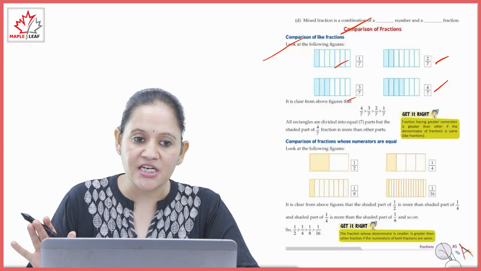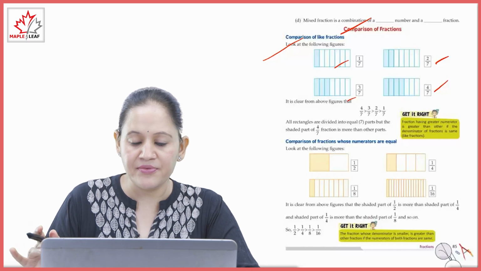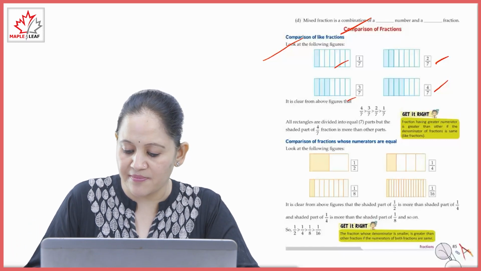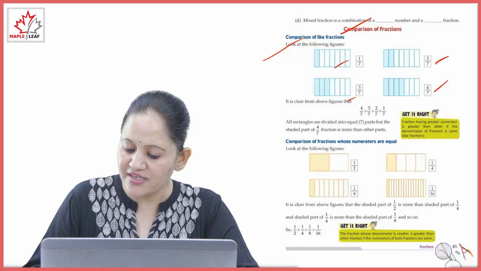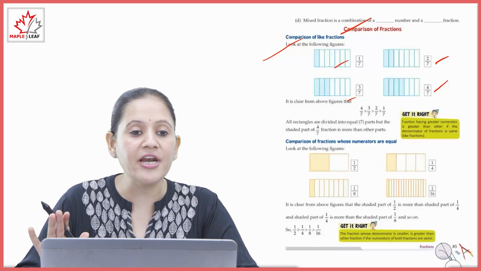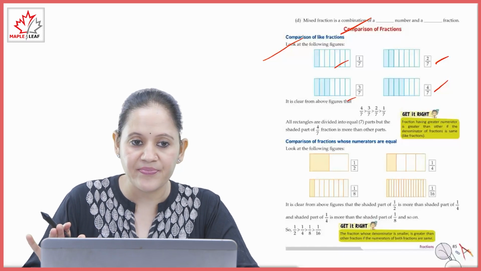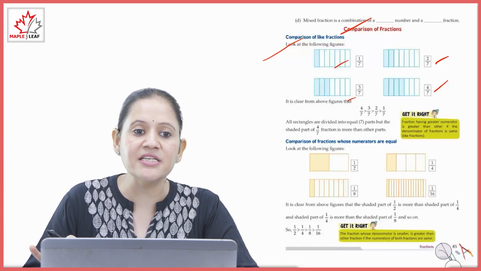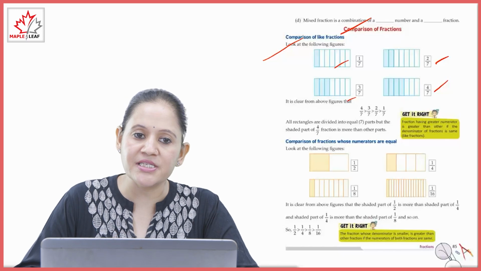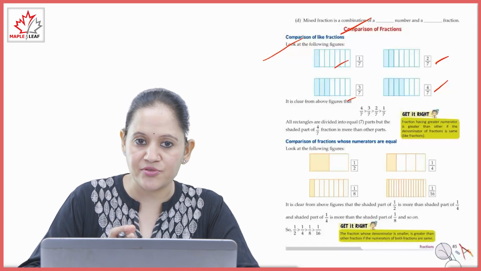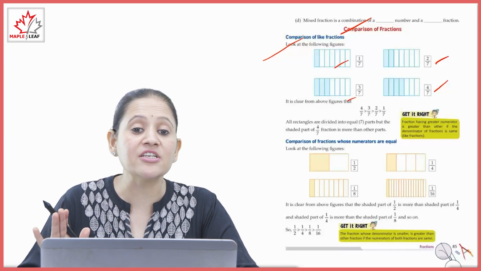The denominator is the same, they are like fractions. So it is clear from the above that the biggest will be 4/7, because we are taking 4 parts, then 3/7, then 2/7, then 1/7. So all rectangles, here you can see all rectangles are divided into equal parts. Clear? Equal 7 parts, and the shaded part of 4/7 is more than the other parts, so that will be the greatest. The fraction having the greater numerator.